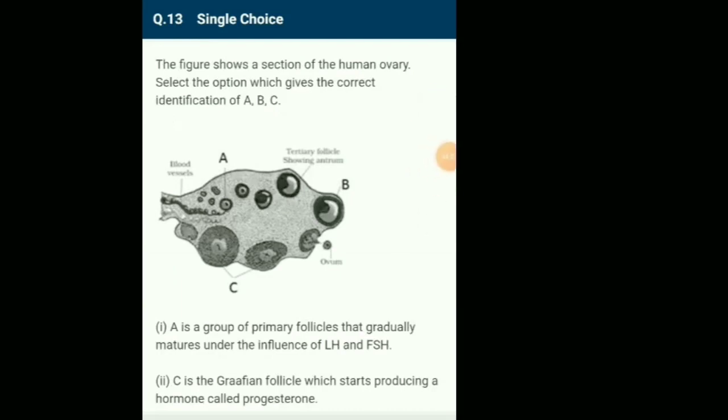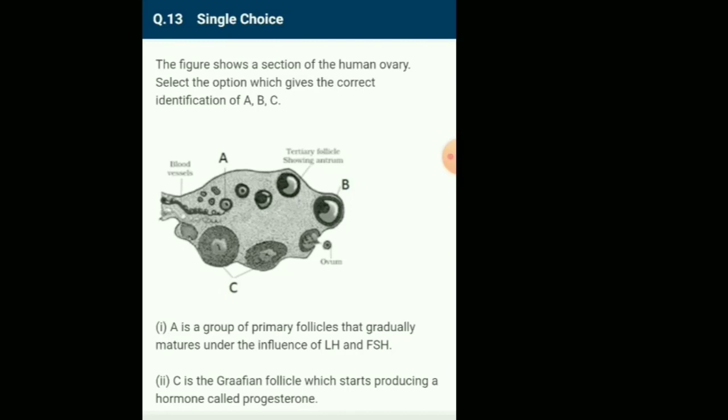Question number 13. The figure shows a section of the human ovary. Select the option which gives the correct identification of A, B, and C. Corpus luteum, a yellow hormone secreting body in the female reproductive system, secretes progesterone, which further maintains the endometrium.